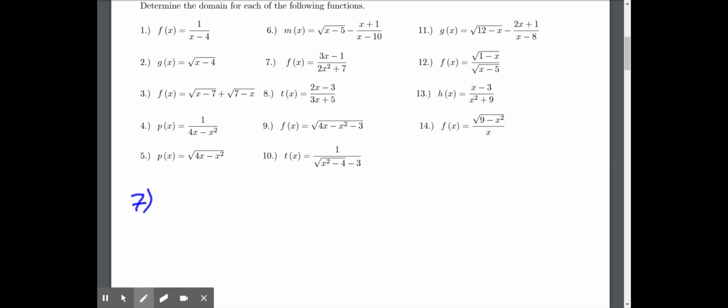Let's see if this works. So we have f of x is equal to 3x minus 1 divided by 2x squared plus 7. Now be careful. The fact that there's a top part, the top part can equal 0. Listen to me, it can equal 0. This one here is fine, because it's on the numerator. Whatever the numerator is, just think about it. It can be anything. You can divide 0 by a number. 0 divided by 5 is just 0, right?